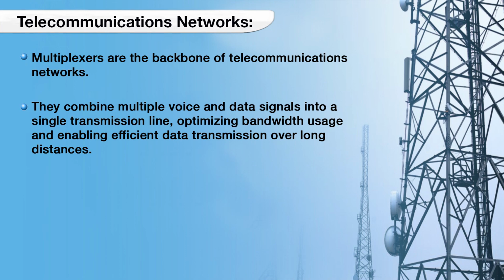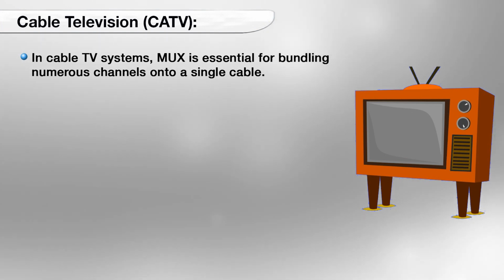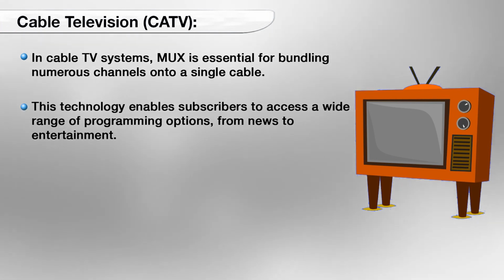The cable TV. In cable television systems, the multiplexer is essential for bundling numerous channels into a single cable. This technology enables subscribers to access a wide range of programming options, from news to entertainment.